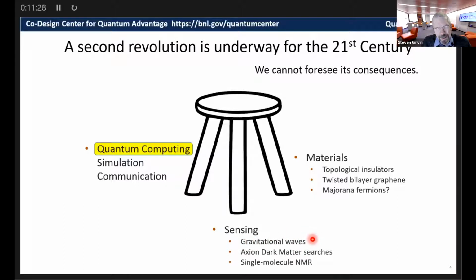merger of black holes. There was an experiment at Yale in the Wright Laboratory called Haystack, searching for dark matter candidates called axions, which can be detected using the technology that was developed for superconducting quantum computing. And there are many other things you can do. You can do nuclear magnetic resonance structure determinations of single molecules. And finally, there's quantum computing, simulation, and communication.